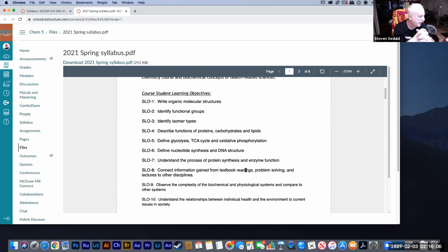Number 6, define nucleotide synthesis and DNA structure. We'll go over the DNA structure, the double helix, the genetic coding information and how it's copied, how it's duplicated, how mutations occur that allow for evolution. How that material actually goes from the DNA into the cells to make specific proteins that make our body function, why it does it and how it does it. We're going to understand protein synthesis and enzyme functions. Your body cannot function without enzymes. Enzymes are catalysts. Who remembers the definition of a catalyst?